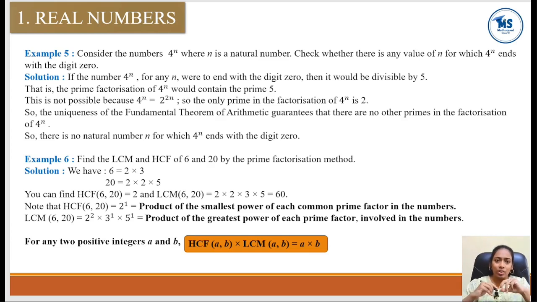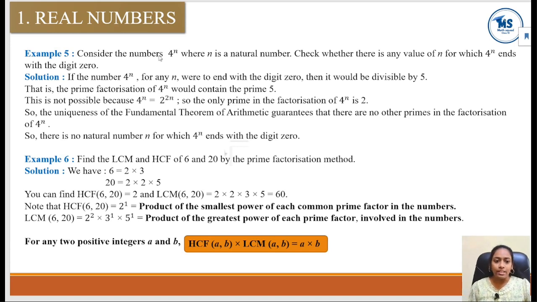So we have already seen the fundamental theorem of arithmetic in the previous video. If you have not seen that yet, please go and check it out. So in this video we are seeing the examples which are given before exercise 1.2 in your NCERT textbook. So we'll see the first example.